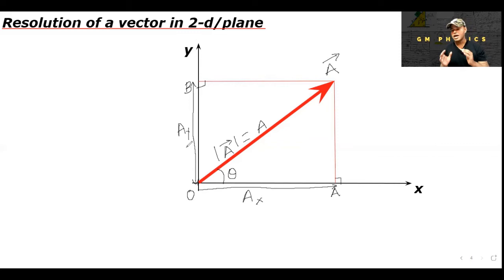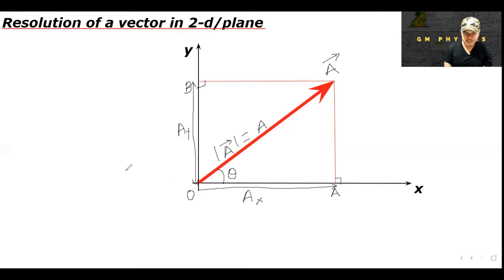For simplicity, I have taken the vector in first quadrant. It can be in any quadrants. This should be clear. So now see, our purpose is to find the value of AX and AY. Then we will be able to resolve this vector, or we'll be able to find the components of the vector. So we always find the projection along two mutually perpendicular lines. One is x-axis and one is y-axis. These are called the components of the vector, and this method is called resolution of a vector.